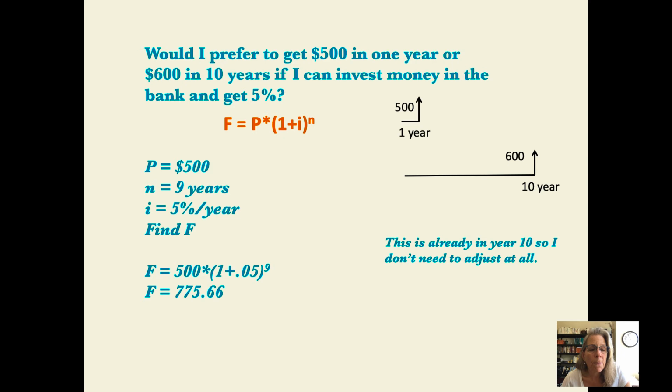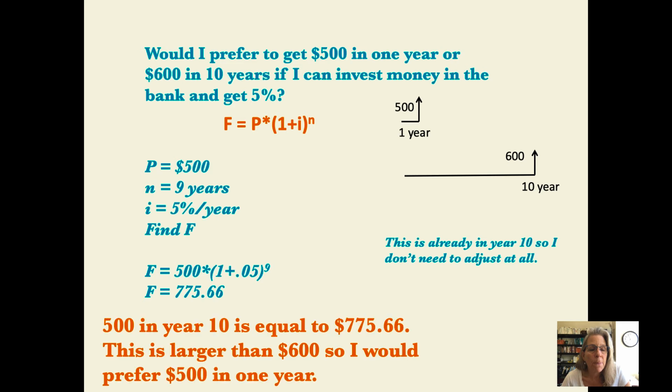So I just do a calculation using my equation, and I can see that $500 in year 1 is equal to $775.66 in year 10, which is larger than $600. So I would prefer $500 in 1 year. So I hope that makes sense. So you're converting to a common time period in order to make the decision, and then you say which alternative is better, and in this case, the $500 in 1 year is better.